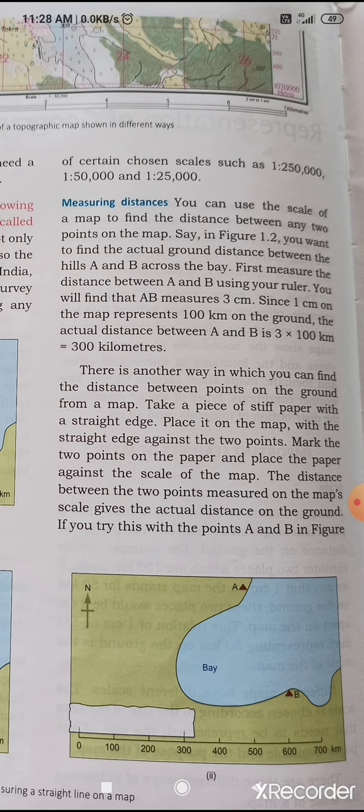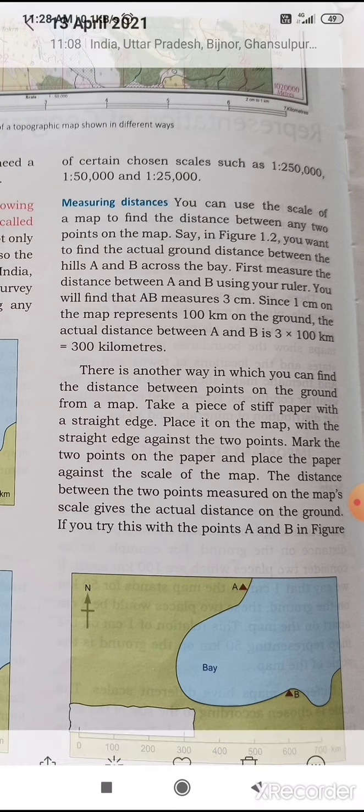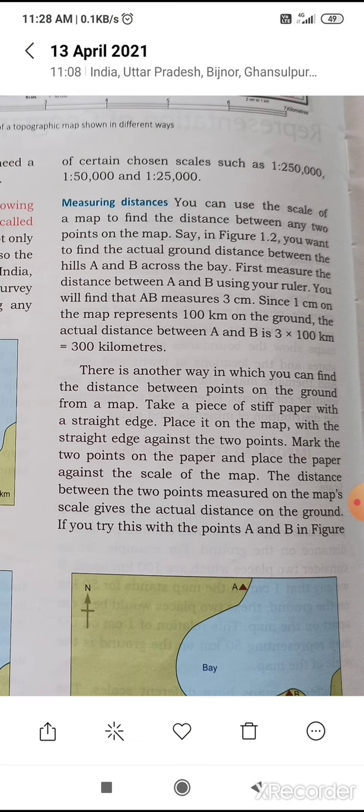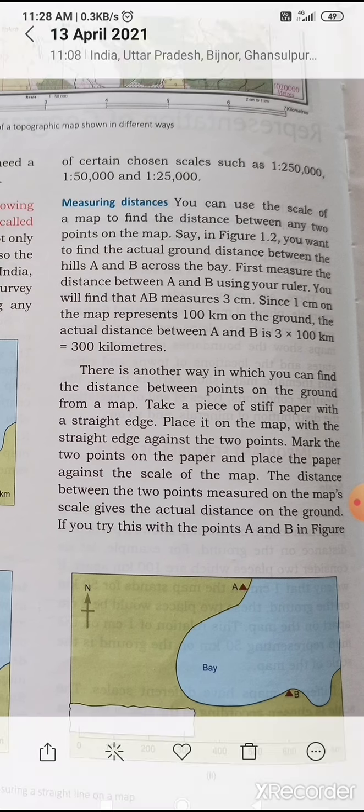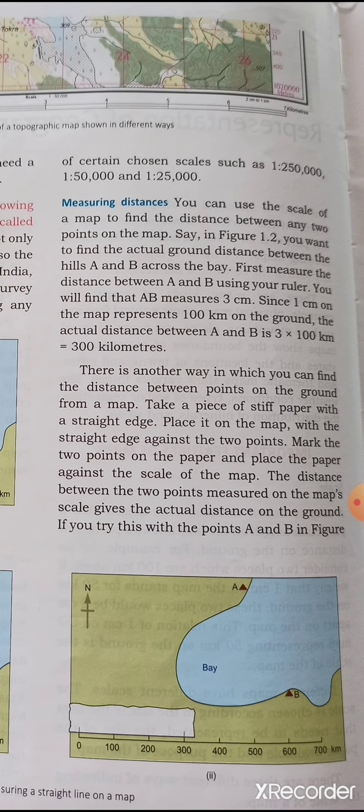Now if there is no straight line, and you have to find out the length of the coast between A and B, how can you find out? I'll tell you that also.